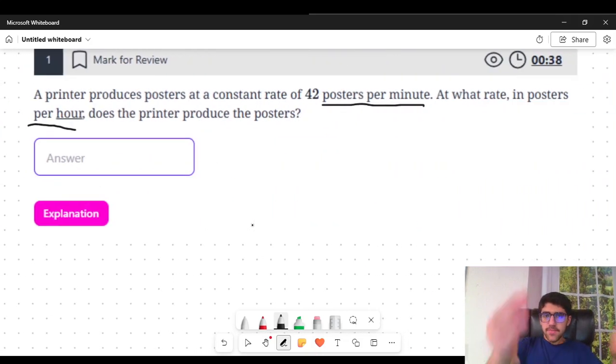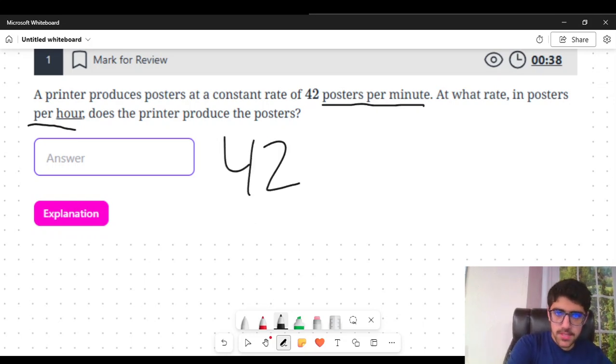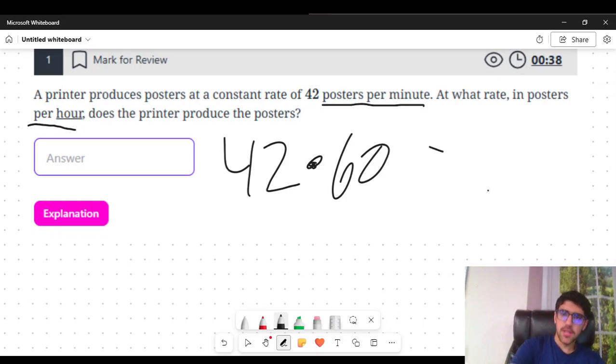You could say, okay, it's posters per minute. I want to get posters per hour. I'm just going to multiply by 60 to get from minutes to hours. You're going to do 42 times 60, and I'm just going to use Desmos. 42 times 60, it's 2,520.